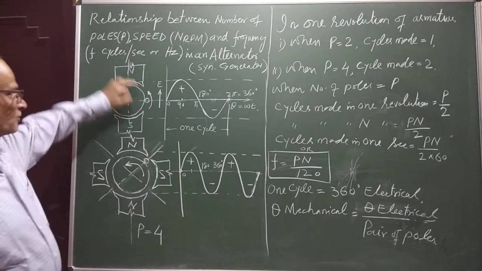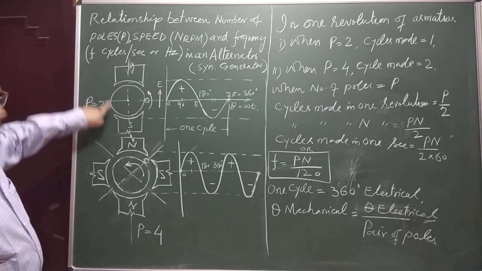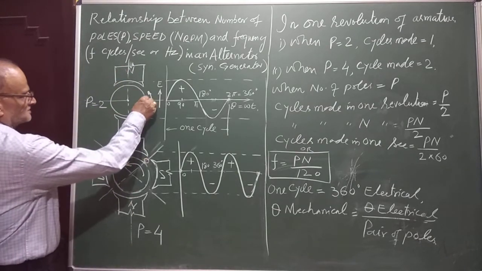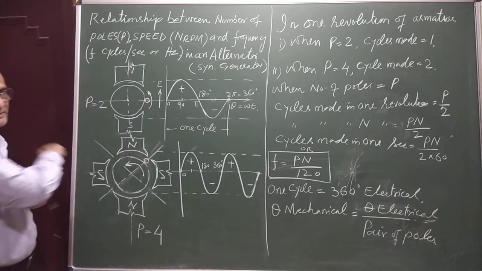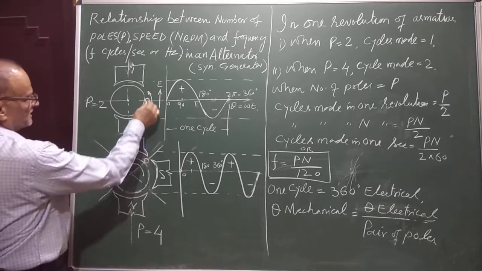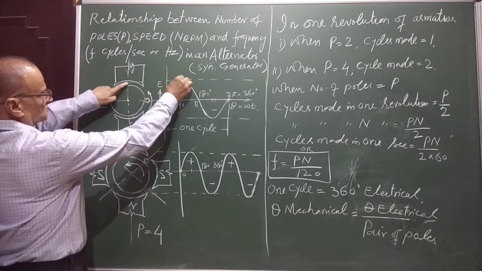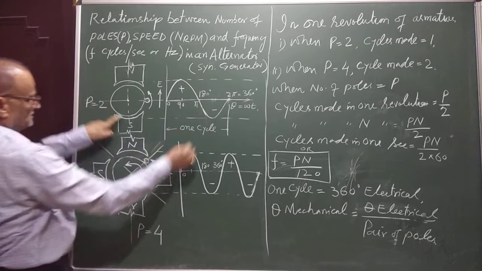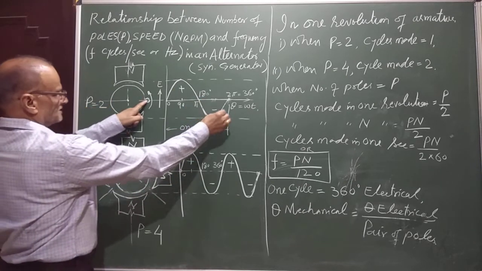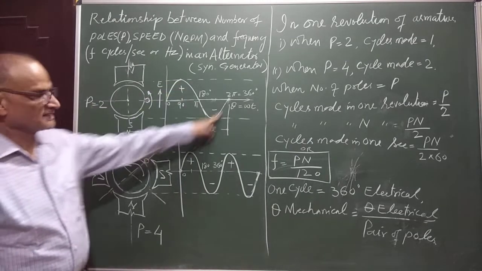Now consider a two-pole alternator, north-south, and this is the armature, and this armature is moving in anti-clockwise direction. Now let us plot its waveform. At this point EMF is 0, at this point EMF is positive maximum, this point 0, this point negative maximum, and this point 0. So in one revolution, one cycle is completed.